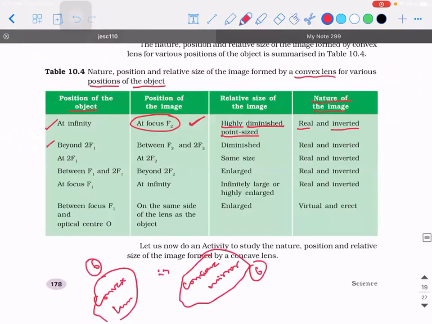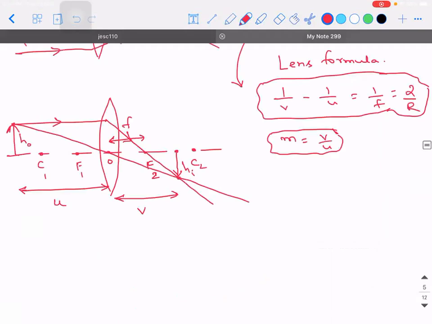So when you place it beyond 2f1, where is the image located? At f2, between f2 and 2f2. So how is the image? It is diminished.